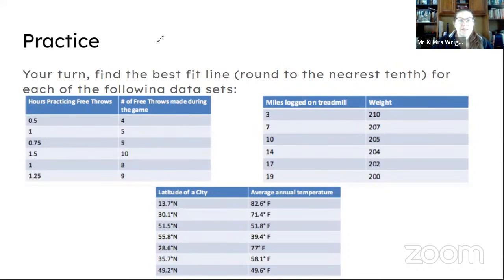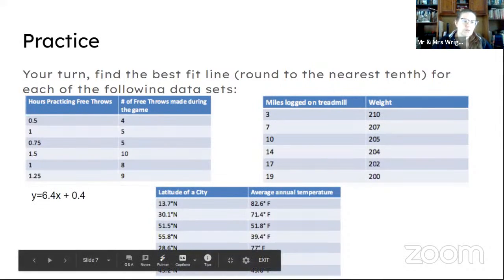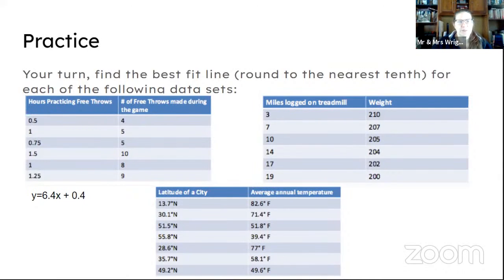All right, welcome back. So instead of me inputting all the data and you watching me use the calculator, I've gone ahead and just done it, and you can check your answers. So y equals 6.4x plus 0.4. I input all of the hours and the number of free throws, and this was the answer.